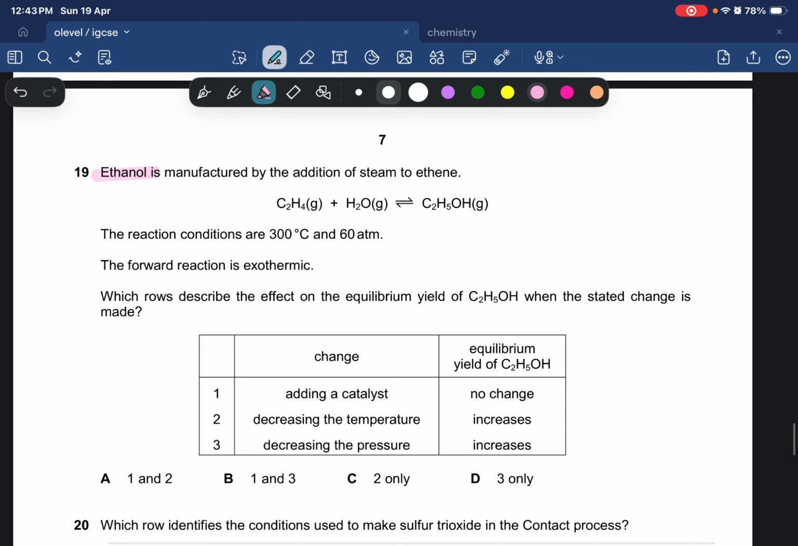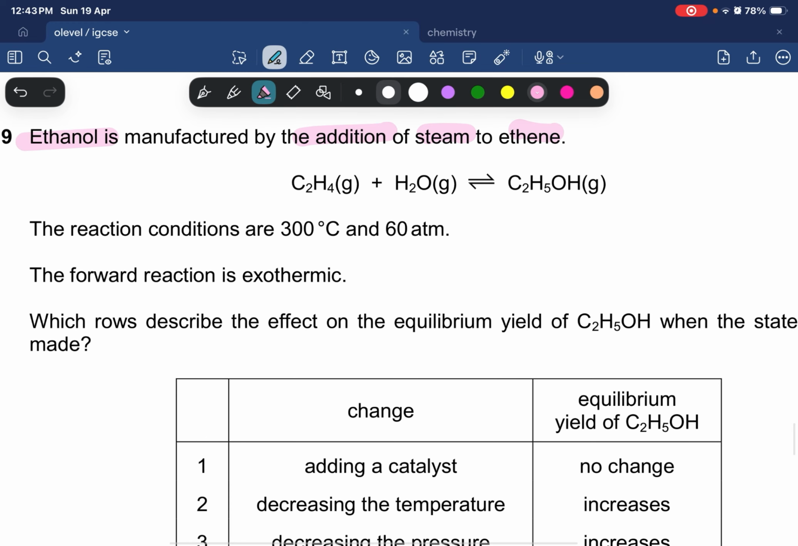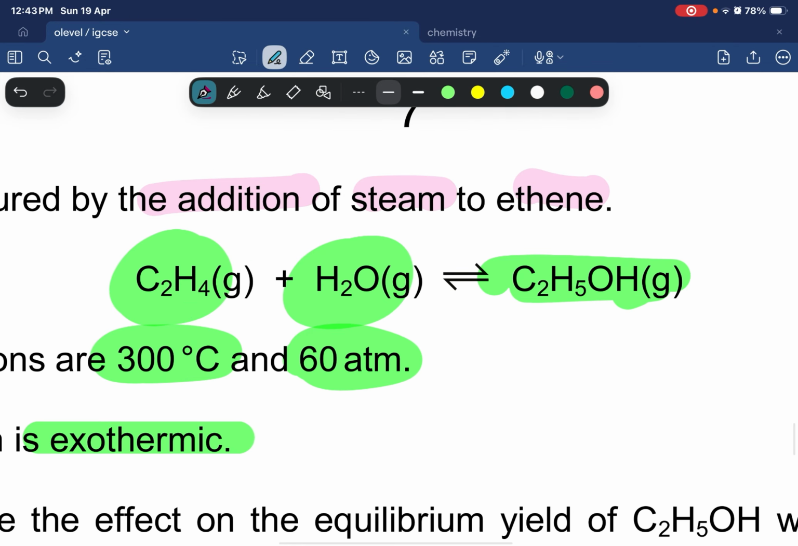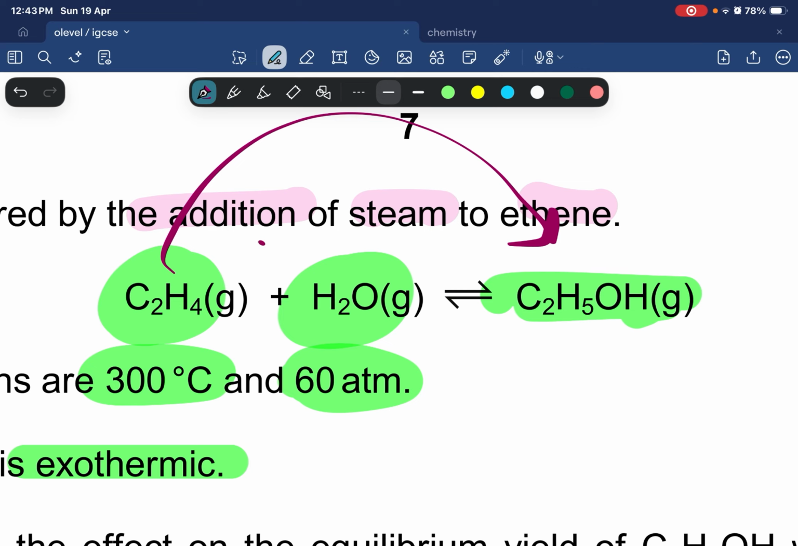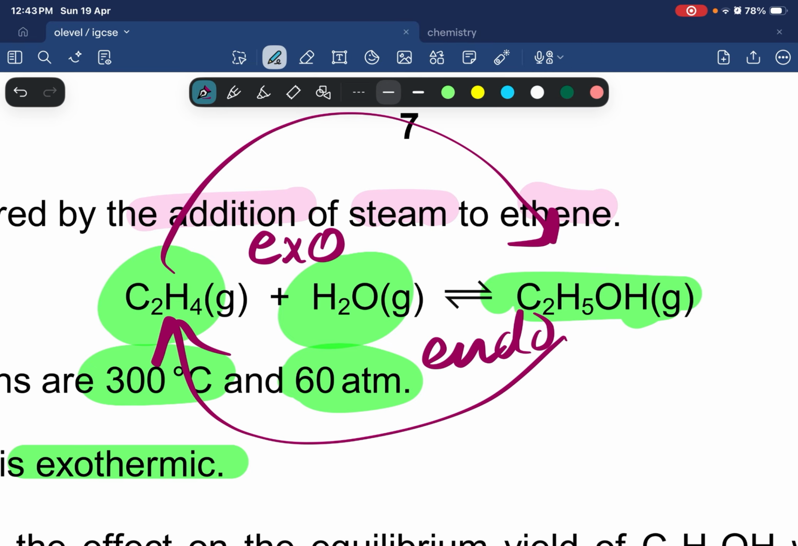Ethanol is manufactured by the addition of steam to ethene. Steam to ethene gives ethanol. The reaction conditions are 300 degrees Celsius and 60 atm pressure. The forward reaction is exothermic. The forward is exo, that means backward is going to be endo.